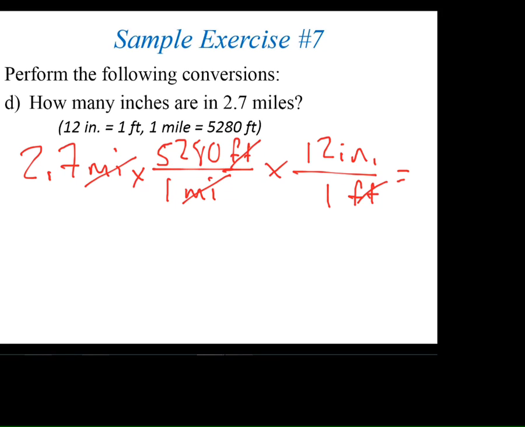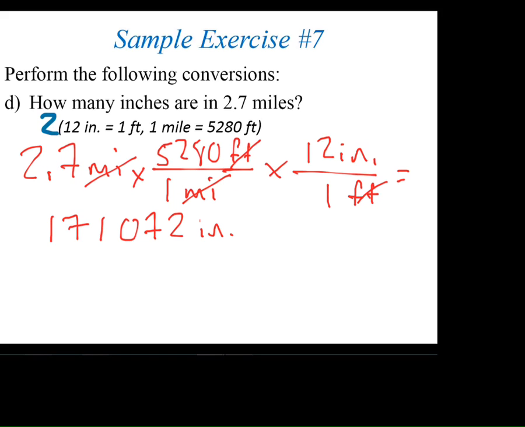So let's try this out. 2.7 times 5,280 times 12. 171,072. Well, that's a lot of sig figs. So let's go back and check our sig figs. So 2.7, that has, of course, 2 sig figs, right?